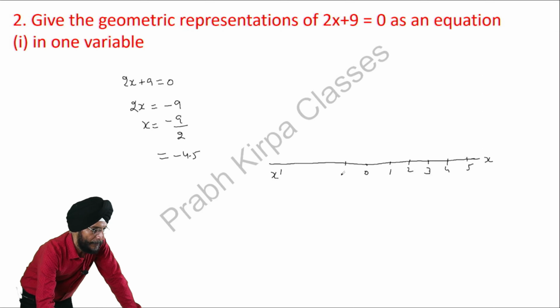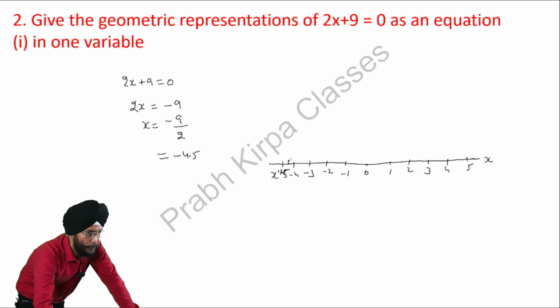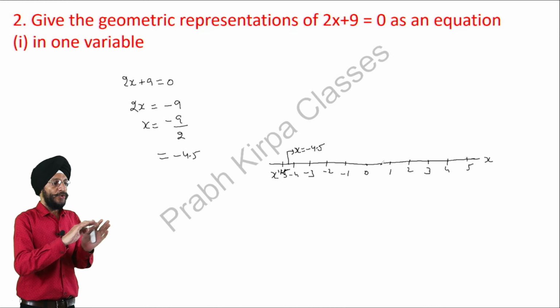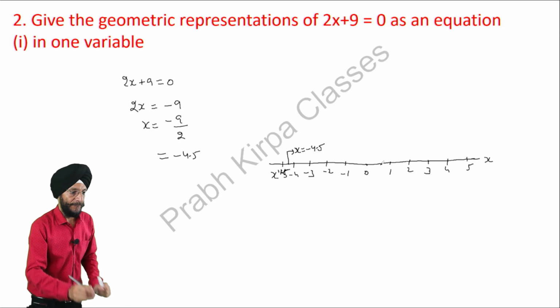Here we will write minus 1, minus 2, minus 3, minus 4, minus 5. So what is given? X is equal to minus 4.5. Minus 4.5 will lie somewhere here. X is equal to minus 4.5. Now this is the geometrical representation of the equation 2x plus 9.